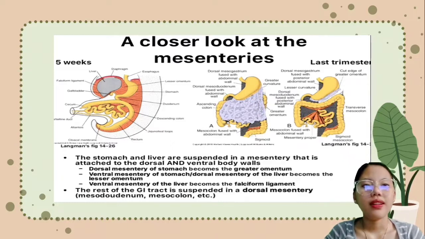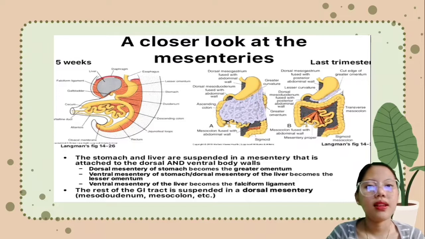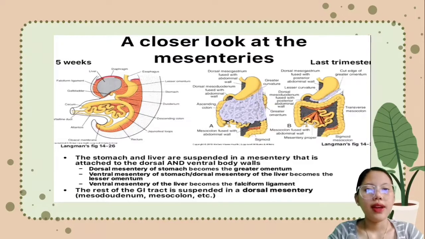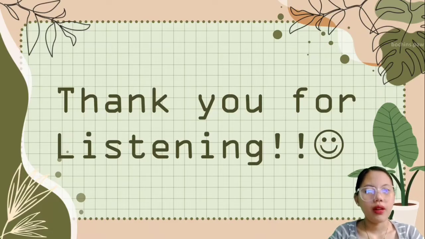So the stomach and the liver are suspended in mesenteries that are attached to the dorsal and ventral body walls. The dorsal mesentery of the stomach becomes the greater omentum. The ventral mesentery of the stomach, or the dorsal mesentery of the liver, becomes the lesser omentum. The ventral mesentery of the liver becomes the falciform ligament. The rest of the GI tract is suspended in a dorsal mesentery, the mesoduodenum, mesocolon, and so on. So that's all for my report.